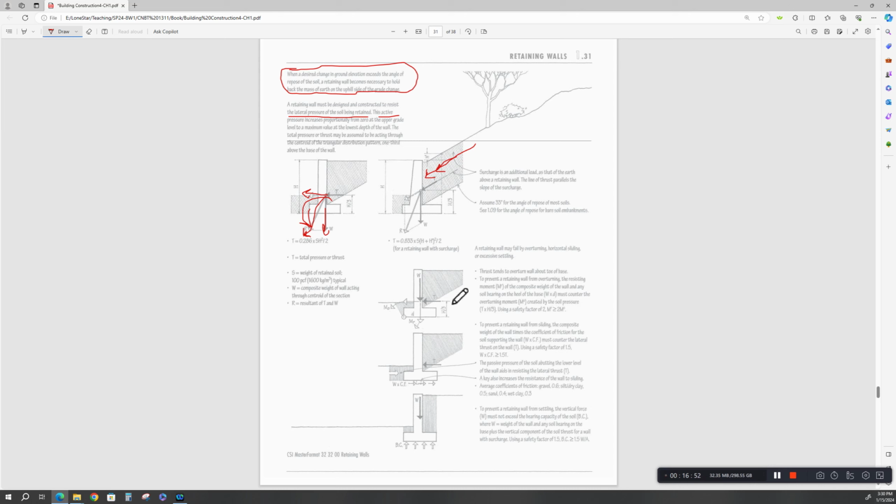What's he talking about, thrust? Why is he using the term thrust? Okay, thrust, horizontal component. Okay, I got it. That's fine.